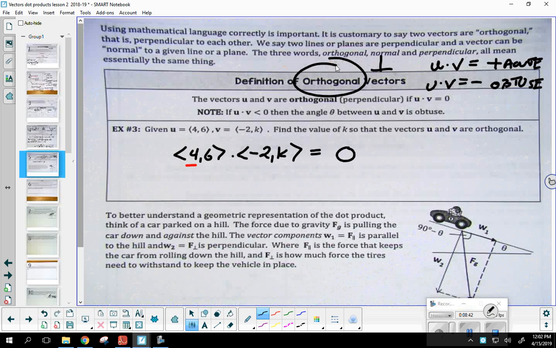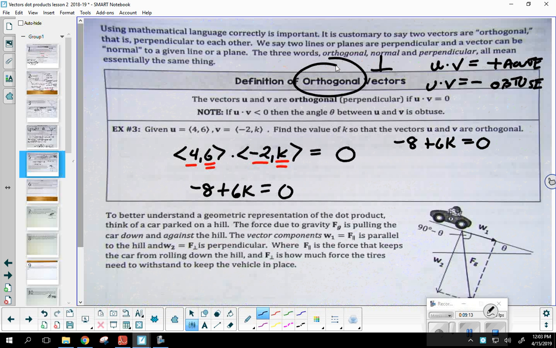We multiply the a's, we multiply the b's, and then we add them up. So let's see. What's 4 times negative 2? Negative 8. 6 times k, that's 6k. Add them up, and we should get 0. So by using the definition of dot product, how to multiply vectors, we gave ourselves a little two-step equation. Let me write this up here so I have a little more room. Negative 8 plus 6k is equal to 0.